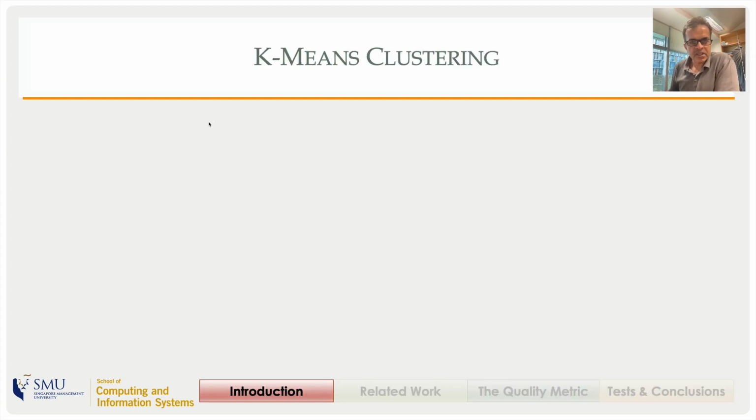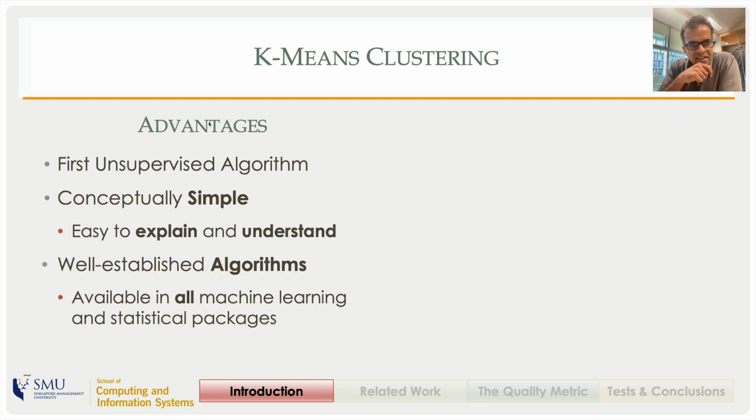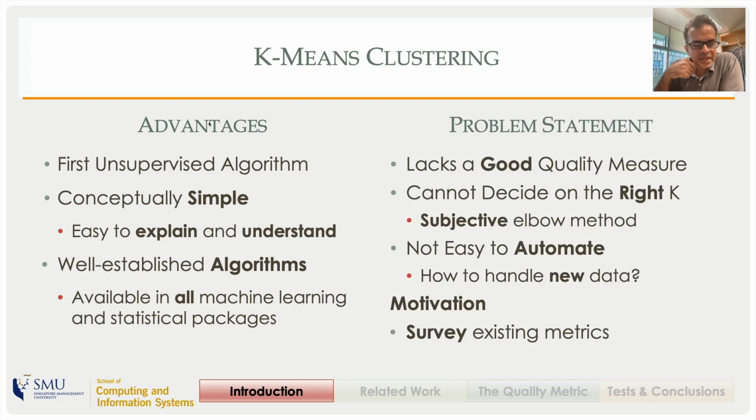K-means clustering from a pedagogical perspective has a lot going for it. It is perhaps the first unsupervised algorithm that you learn and that you teach, because it's conceptually simple, easy to explain and easy to understand, and it is very well established, so it is well implemented in all sorts of machine learning and statistical packages. The problem is really that it doesn't have a good quality measure that comes out of the algorithm directly. So we cannot decide on the right number of clusters to form.